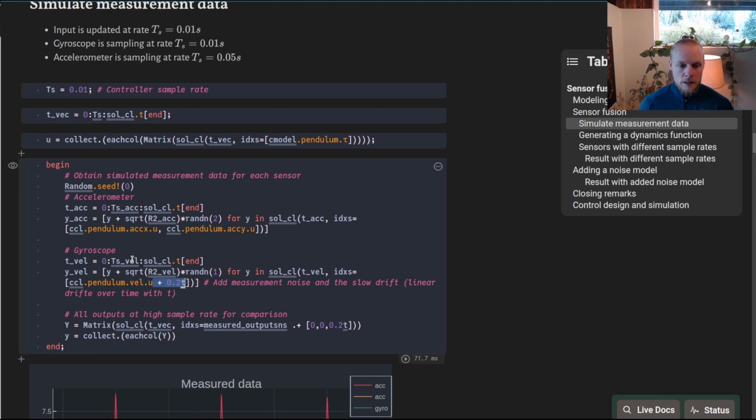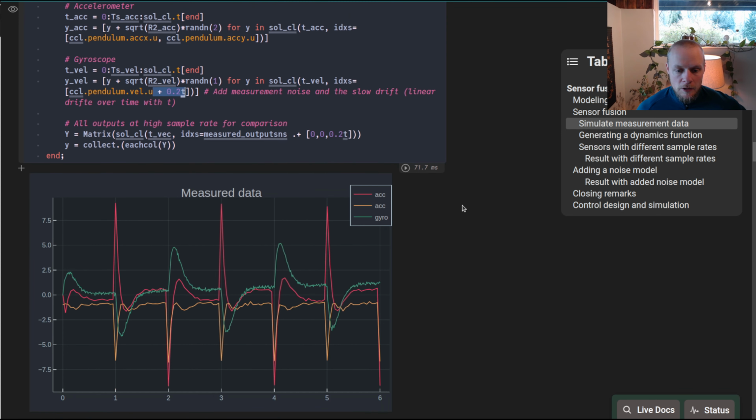And that's quite common. Gyroscopes tend to drift slowly over time. So if we rely on gyroscopes only, we will eventually have a large bias in our estimate. All right, so we look at how this data looks.